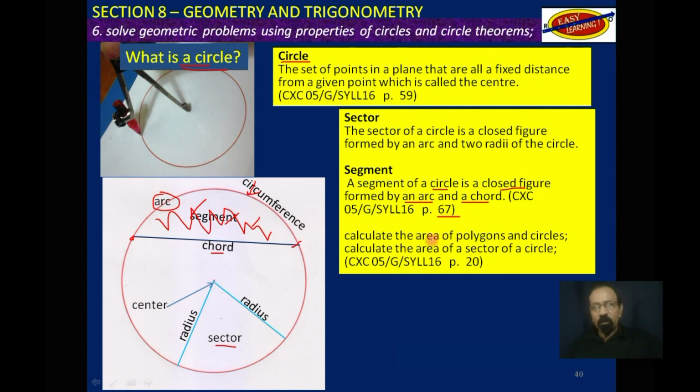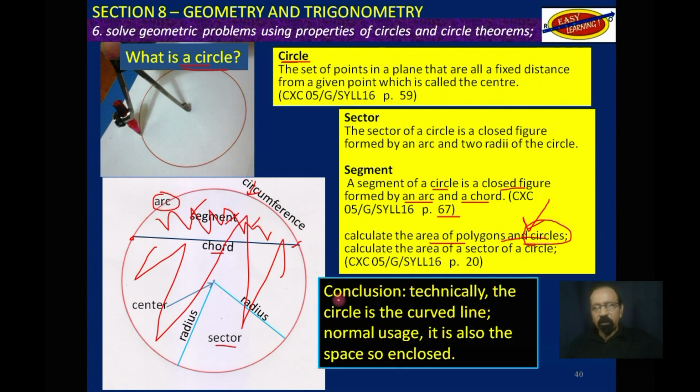And then you would read something like this. Calculate the area of polygons and circles. How do you calculate the area of a circle if the circle is a red line? You can only calculate the area of the circle if the circle is the space in here. So your syllabus is inconsistent. At one time, it defines the circle as the red line, and other places it will tell you to find the area of a circle.